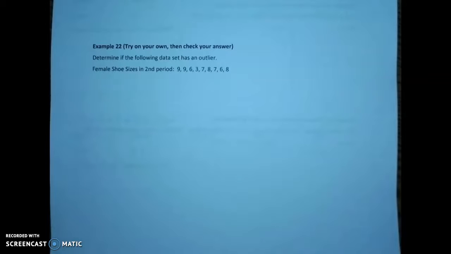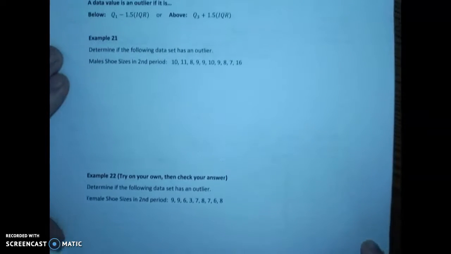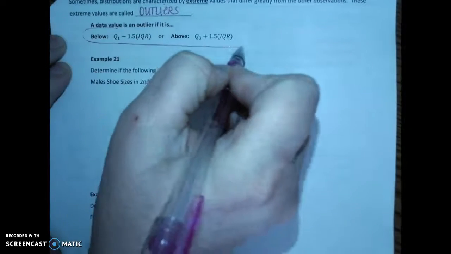Alright guys, I'm going to do example 22. This is from the outlier section of the notes from today. So remember, an outlier is an extreme value that differs greatly from the other observations. The one thing I noticed in talking to people is they missed the formulas that are right here. These are the formulas that we're going to use.